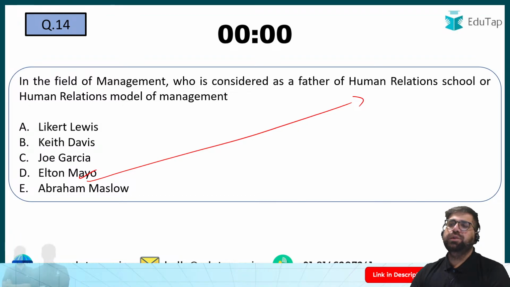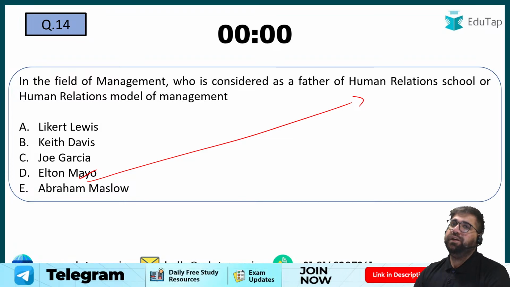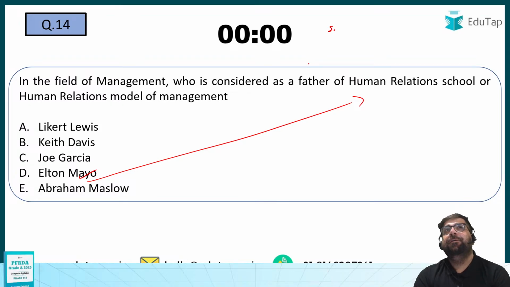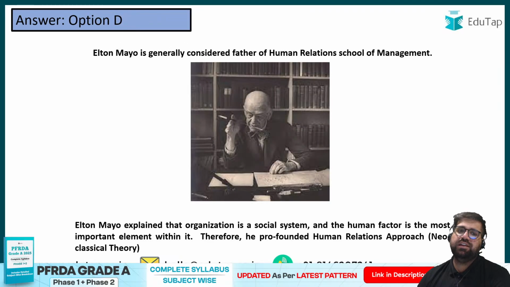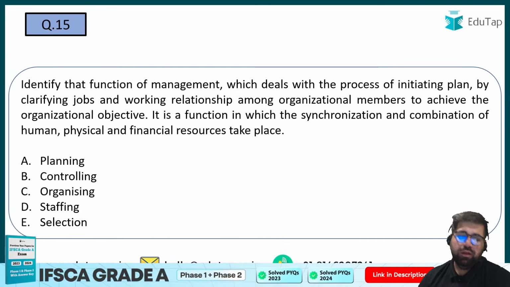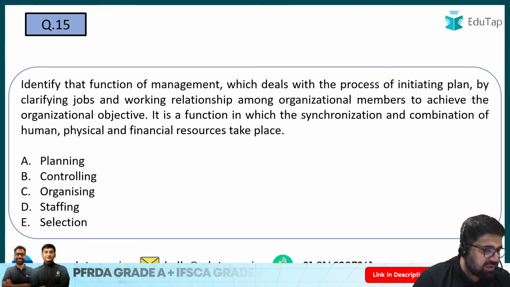But my question to you is that when it comes to management, there is one more person, Chester Barnard. Chester Barnard has given you the social school of management, you can say. Okay, so the correct answer over here will be option number D. Question number 15. Yes, social system. Thank you so much, Alex.